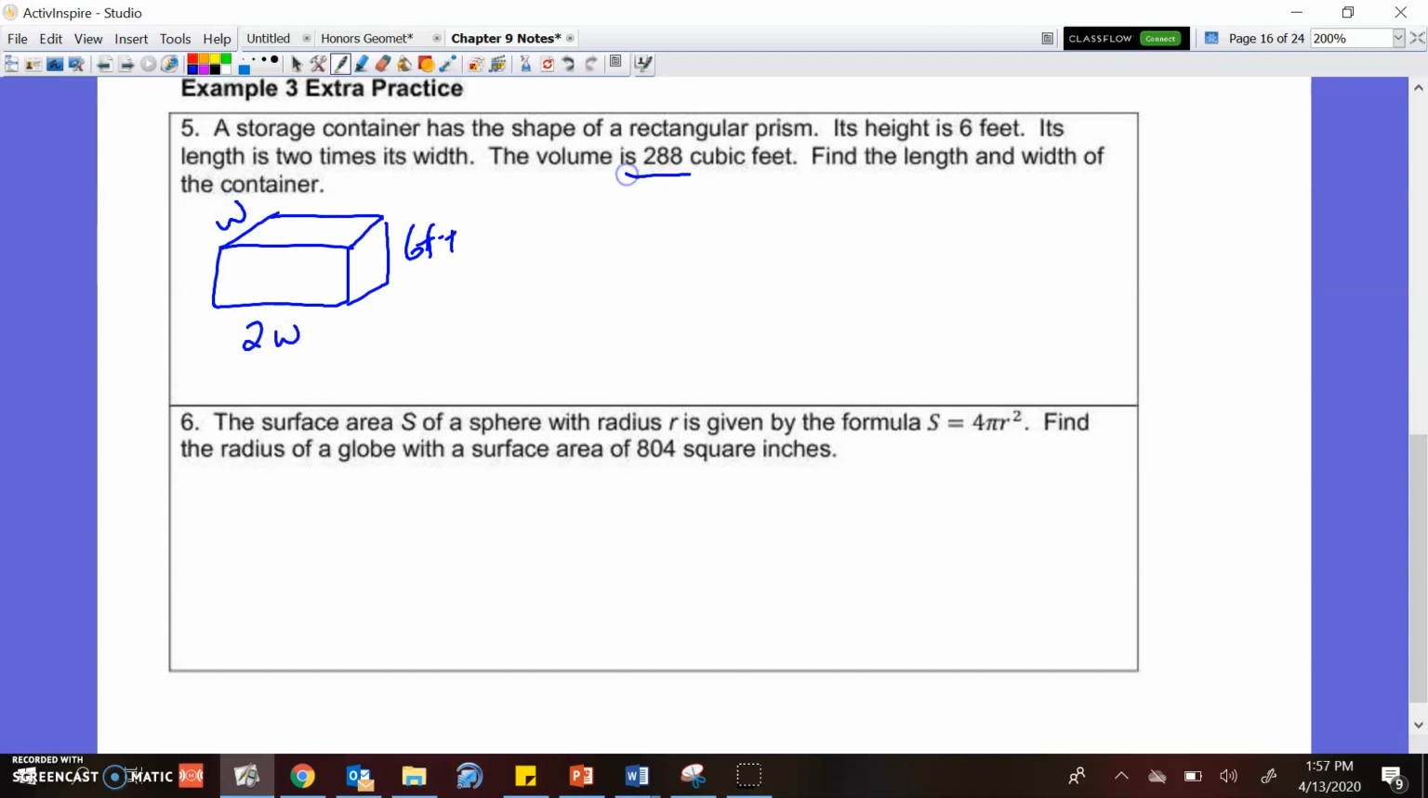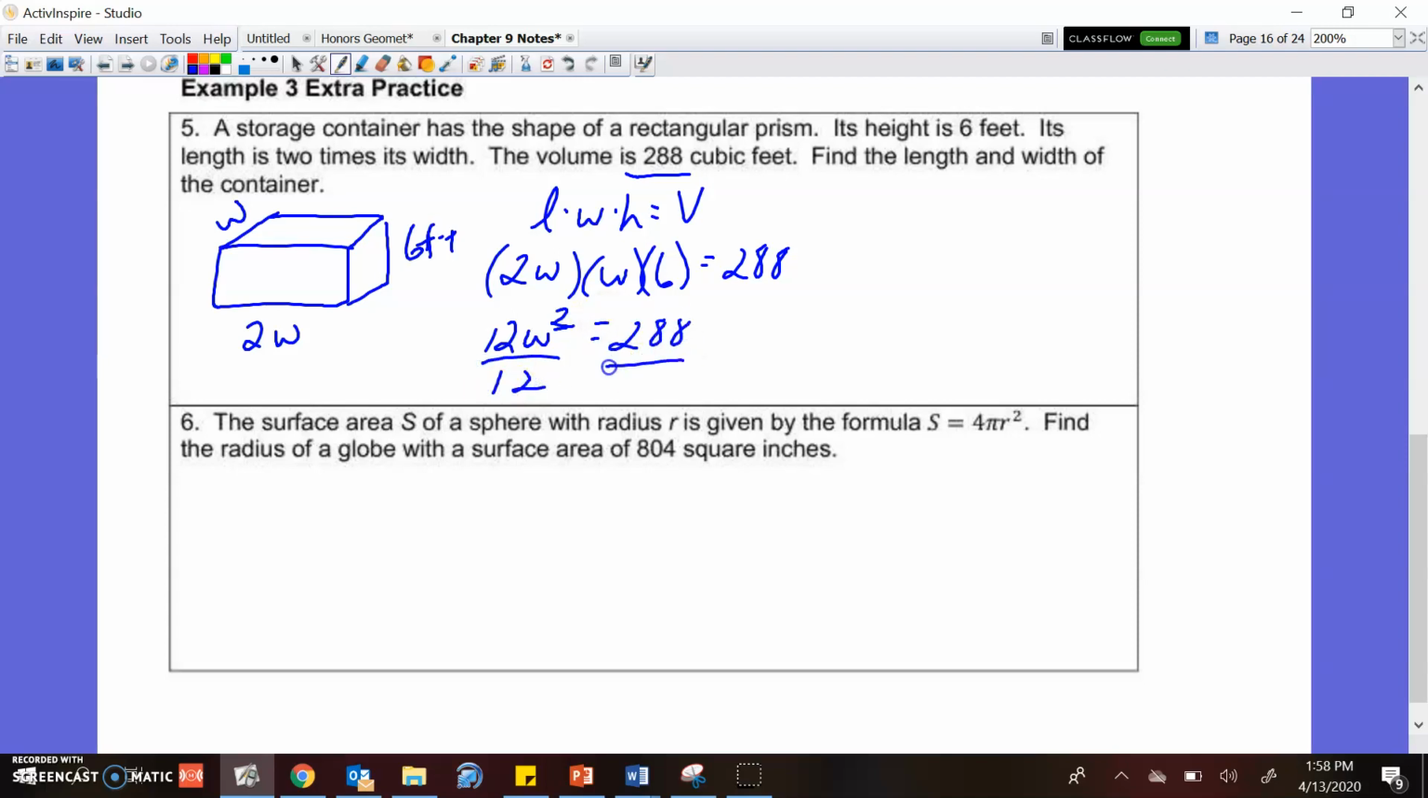And they do tell me the volume is 288. So I'm going to say length times width times height equals volume. Length is 2W, width is W, height is 6, and volume is 288. I'm going to simplify the left side and I get 12W squared equals 288. Next step is to divide both sides by 12. I get W squared equals 288 divided by 12, which gives me 24.